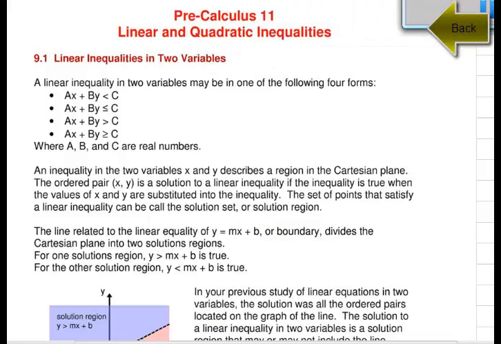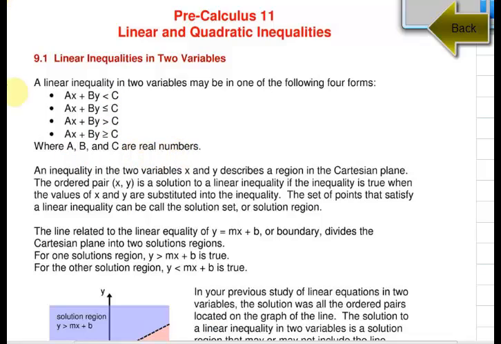Okay, so we're going to start our next unit, which is linear and quadratic inequalities, and take a look at section 9.1, linear inequalities in two variables. So we are going to take a look at linear inequalities in two variables that could look like one of the following four, where you have a less than symbol, less than or equal to, greater than symbol, greater than or equal to, where A, B, and C are real numbers.